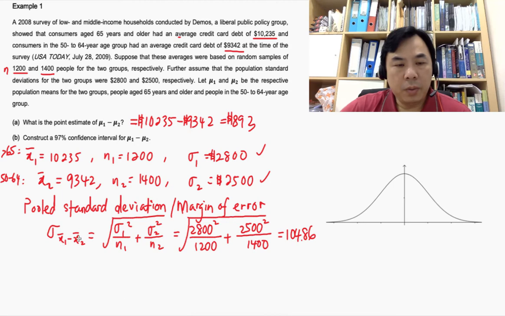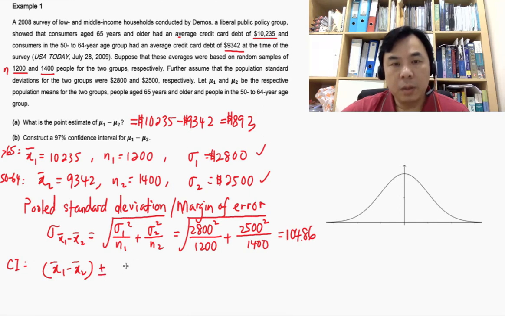Once we are done with this, now we are going to construct the confidence interval. Just to write down the confidence interval formula, that will be x1 minus x2 plus or minus, because the sample size is large enough and the standard deviations are known, we're going to use the z-score in this case, multiplied by the pooled standard deviation, which is given by this one here.